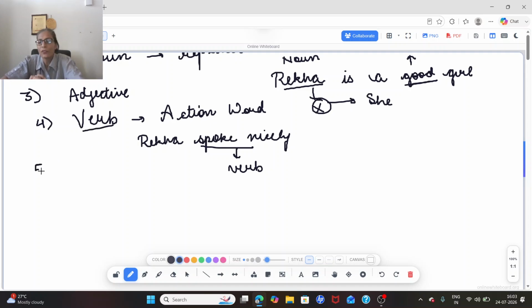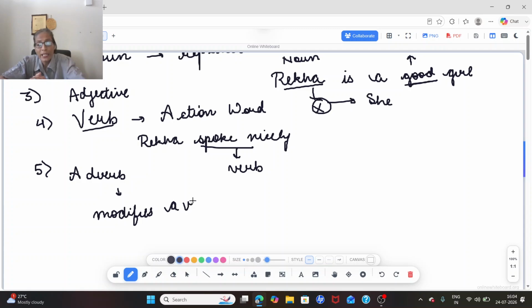Okay. The next part of speech, moving further, is your adverb. As I said, when we modify a noun, when we actually elaborate how the noun is, we say that it is using an adjective. So adjective actually determines a noun. When we talk about adverb, it determines a verb. So it is modifying a verb. So adverb modifies a verb. Adverb is also a part of speech.